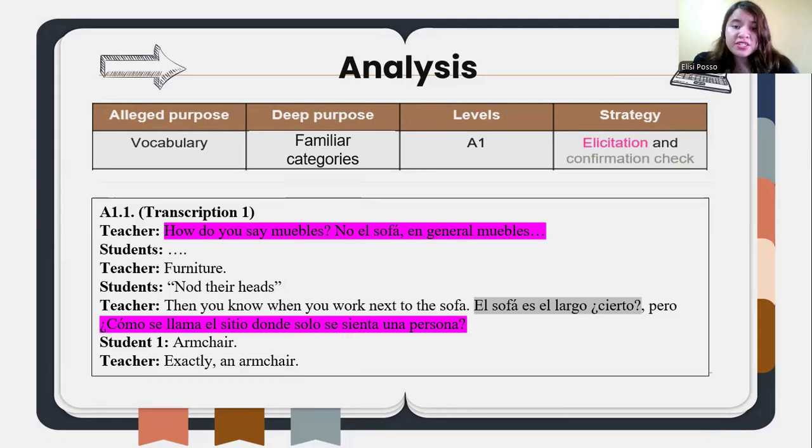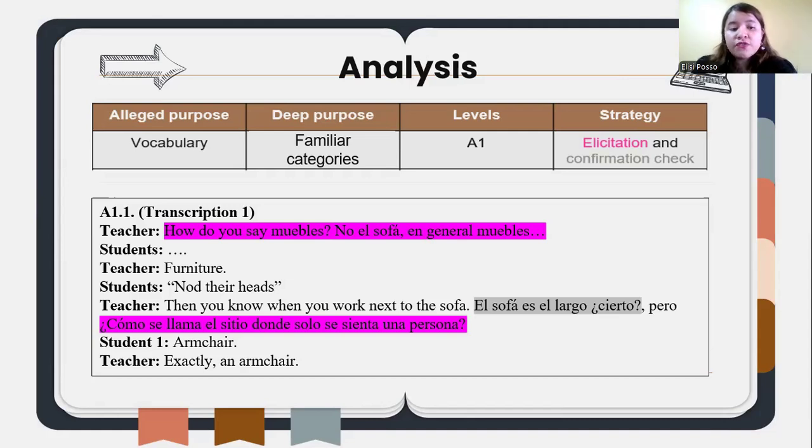Regarding the strategies used, the teacher introduces Spanish using elicitation strategies when she asks, how do you say muebles? Not sofá, but muebles en general. Okay. And also when she says, ¿cómo se llama el sitio donde solo se sienta una persona? These strategies invite the students to analyze the terms and to respond.